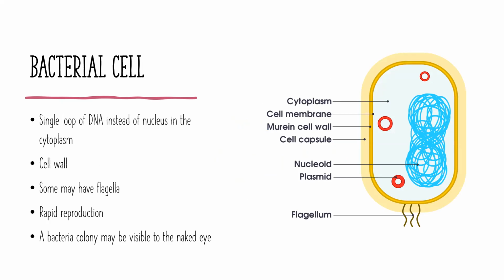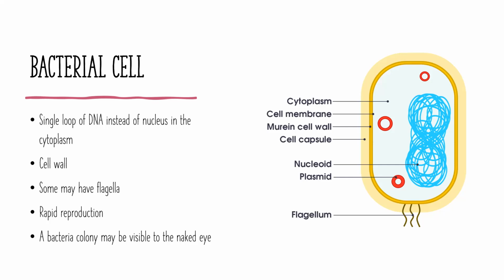Now, what happens in a bacterial cell is we have a single loop of DNA instead of the nucleus in the cytoplasm. The cytoplasm is the jelly-like, semi-liquid material inside your cell. It does not contain a nucleus like an animal cell does. That is the basic property of a cell, that it contains a nucleus. However, a bacterial cell won't contain a nucleus. Instead, it has this single loop of DNA in the cytoplasm.